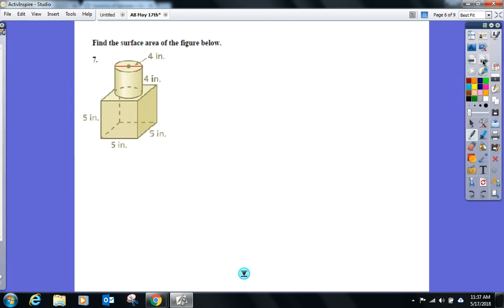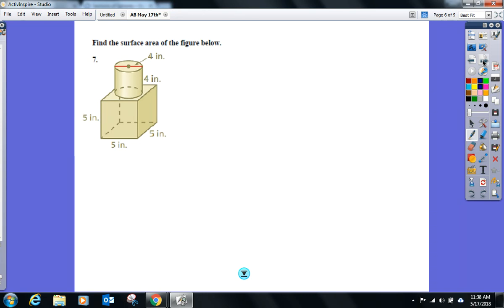A figure on top of another one, and I'm asking you for the surface area. Now, whoa. This isn't as easy as I'll take the cylinder, add it to the cube, I'm done. No, absolutely not here. Surface area is everything on the outside that is showing. I cannot count something that's covered up.